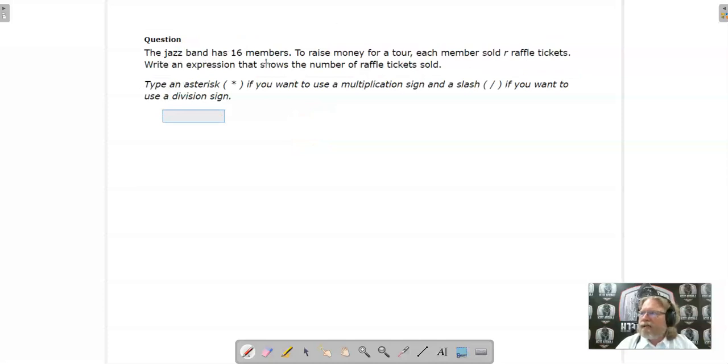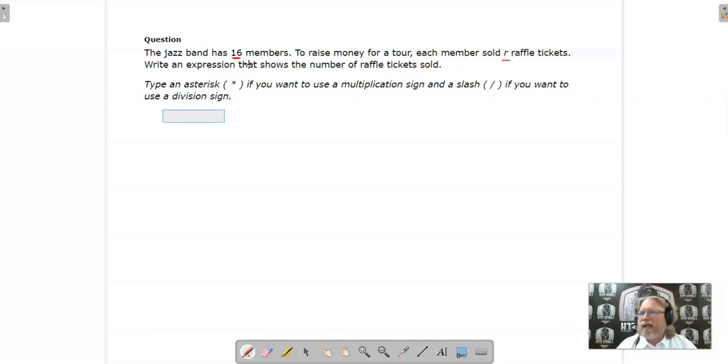The jazz band has 16 members. To raise money for a tour, each member sold R raffle tickets. Write an expression that shows the number of raffle tickets sold. So each member sells the exact same number of raffle tickets, correct? So R is going to be important. 16 is going to be important. And we want to know the total number.